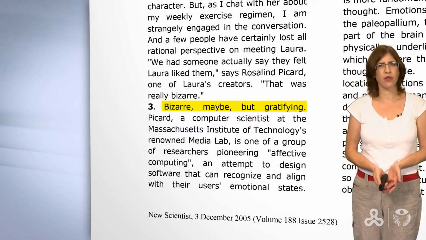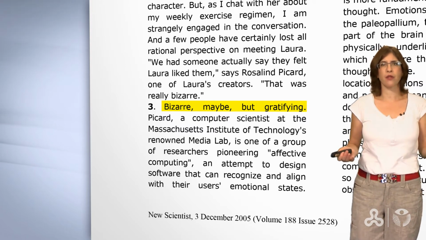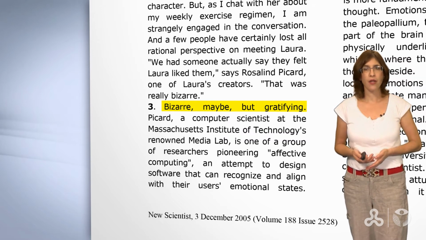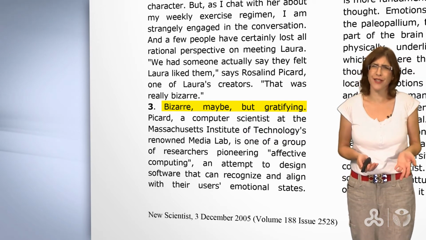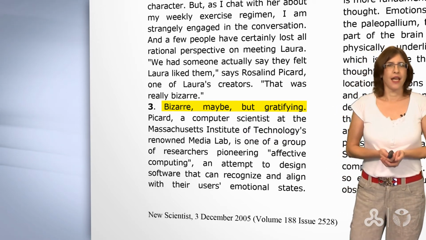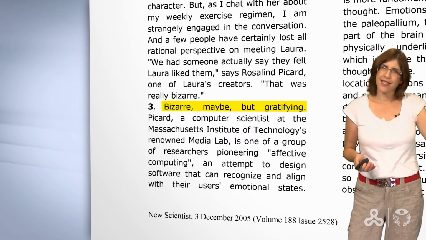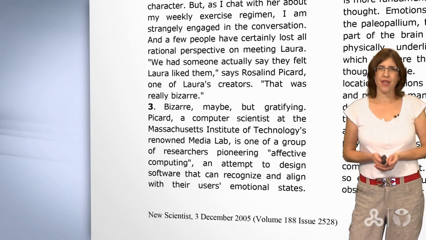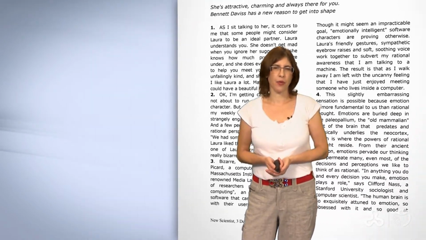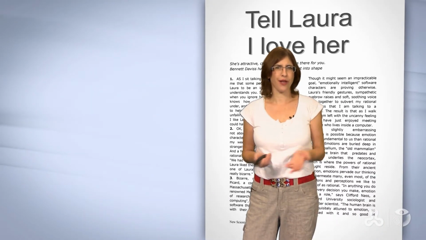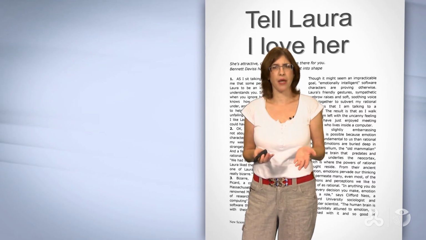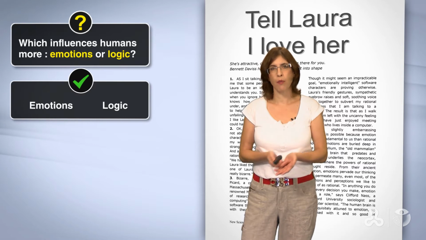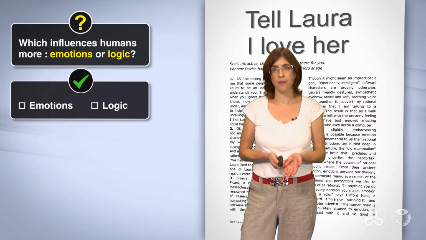How does this work? We think we are rational people. אנחנו חושבים שאנחנו אנשים רציונליים. How can a machine make us look so silly? It's like we took our brains out and left only our emotions. So this brings us to the next point. The writer also tries to answer this paradox by asking, which influences humans more, emotions or logic?